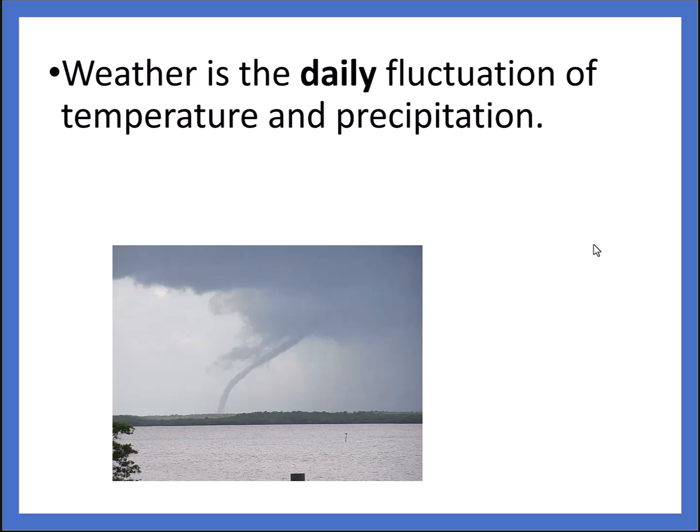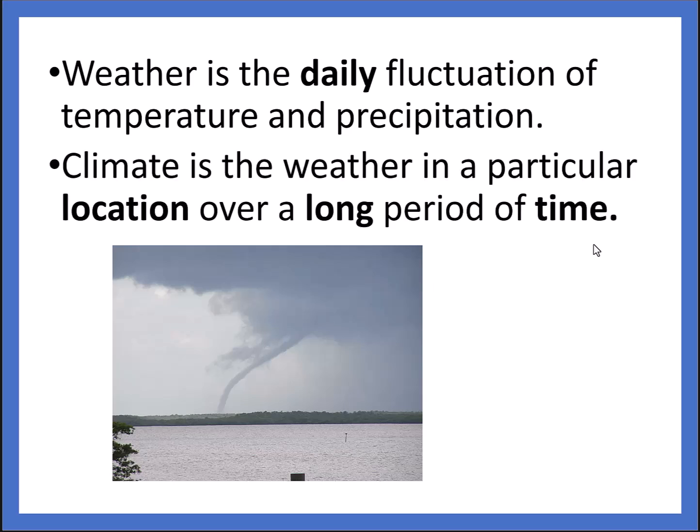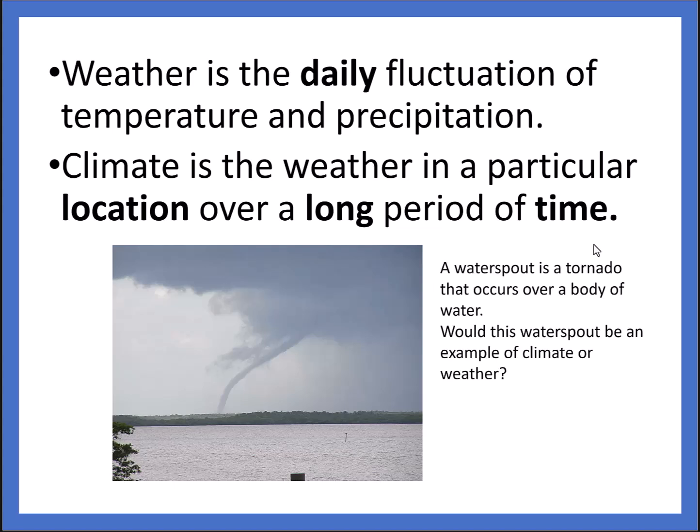They can be used interchangeably, but they are not actually interchangeable terms. Weather is a daily fluctuation of temperature and precipitation. So this is what you look at on the news in the morning. They're telling you what the weather is for the day. But climate is the weather in a particular location over a long period of time. So we're discussing climate in terms of years. What is the weather on an annual basis?